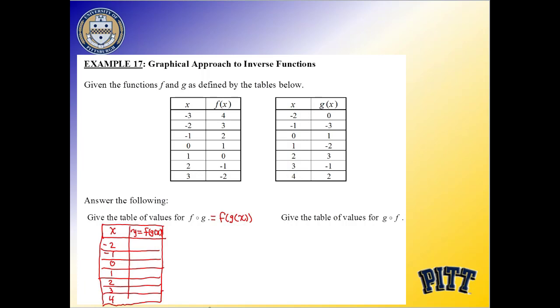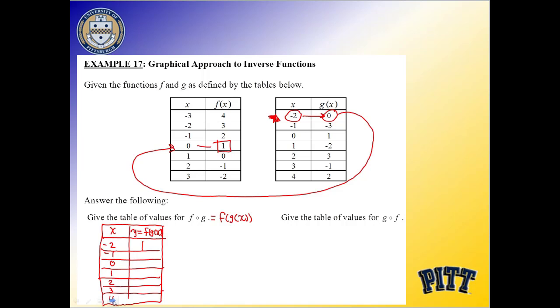So basically, if I'm going to do, like, for x being -2, I'm going to start with -2, plug it into g of x. That becomes 0. That 0 becomes the input I'm going to use for f of x. So I plug 0 into the f of x table. I get 1. Therefore, that's what the y value is going to be on my table.